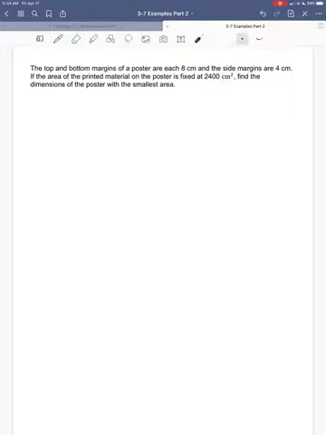Now, don't get confused about the area stuff here. This 2,400 square centimeters, that's set. I can't minimize that. And that's the printed area. That's on the inside of the poster, inside the margins. What we're trying to do is have the smallest area of the overall poster, including the margins. In this type of case, I think I'm really going to have to draw a picture of the situation here.